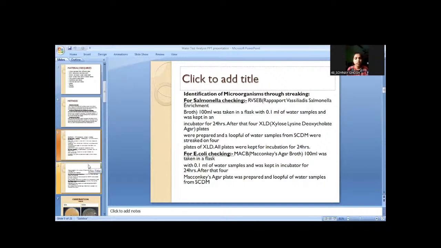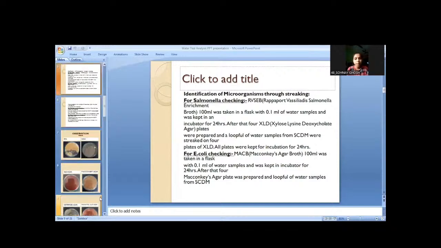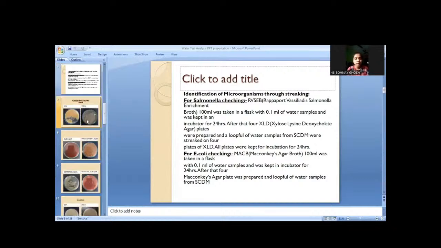Identification of microorganisms through streaking. For Salmonella checking, we used RVS broth, Rappaport-Vassiliadis Salmonella enrichment broth. 100 ml was taken in a flask with 0.1 ml of water sample and kept in an incubator for 24 hours. After that, XLD was prepared and a loopful of water sample from the broth was streaked on 4 plates of XLD.